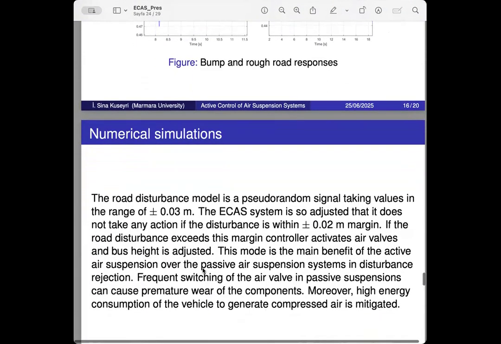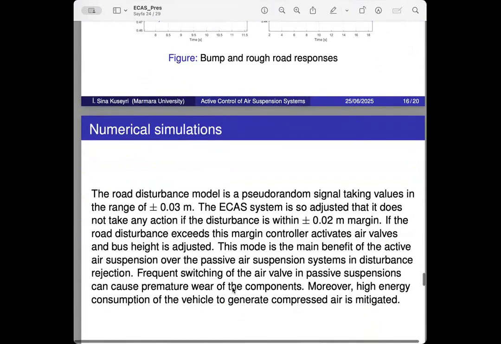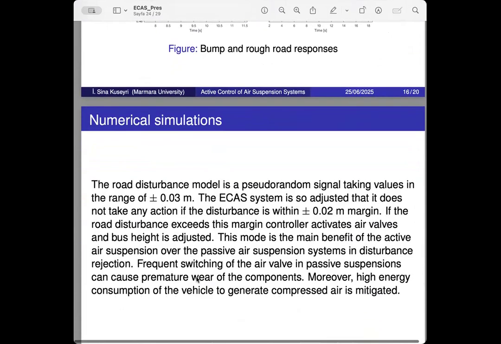The road disturbance model is a pseudo-random signal taking values in the range of plus minus 3 centimeters. The ECAS system is adjusted so that it does not take any action if the disturbance is within a plus minus 2 centimeters margin. If the road disturbance exceeds this margin, the controller activates the air valves and the bus height is adjusted.